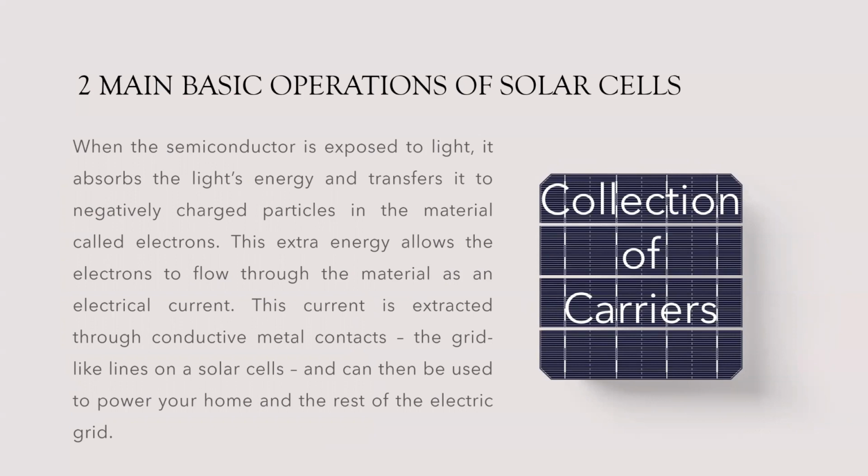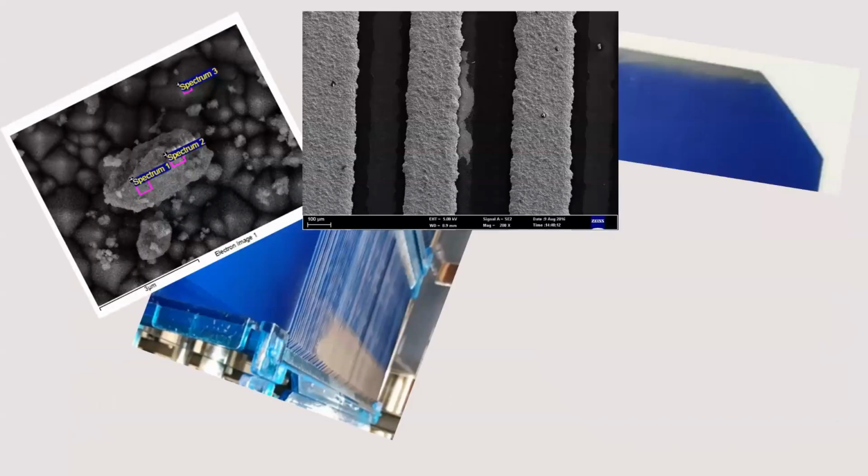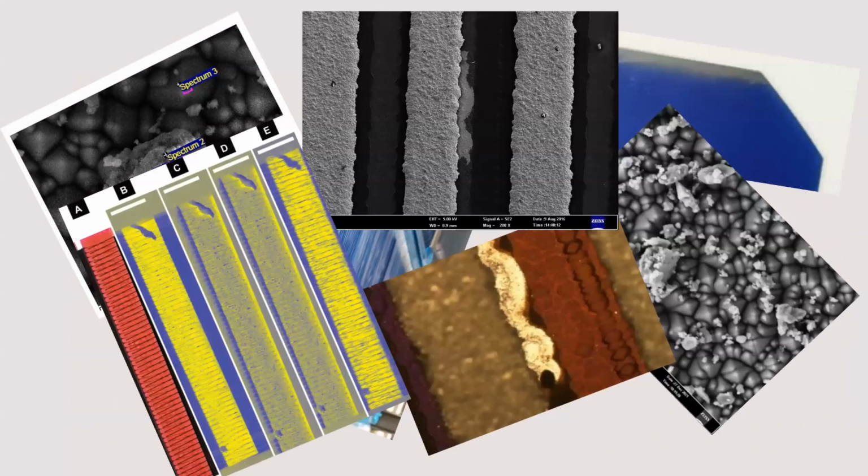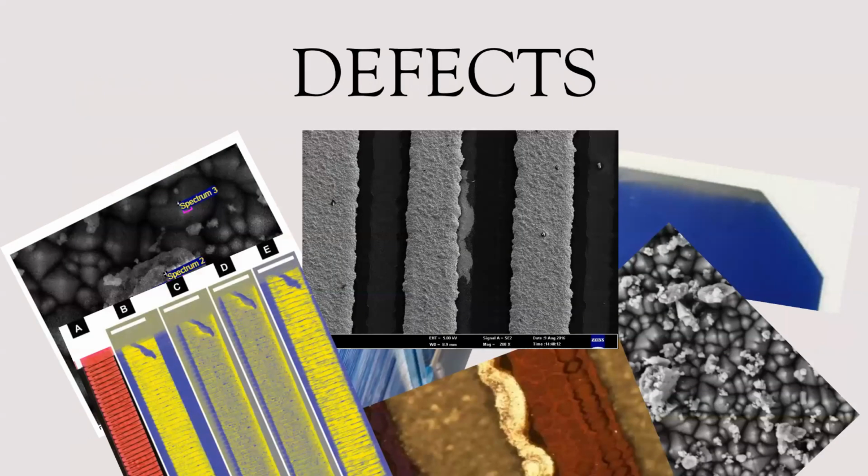So this is mainly discussed because of what we call defects. These are imperfections in the structure which affect the light gathering efficiency of the solar cells. The defects that can affect solar cells will be discussed by Cherylenne.